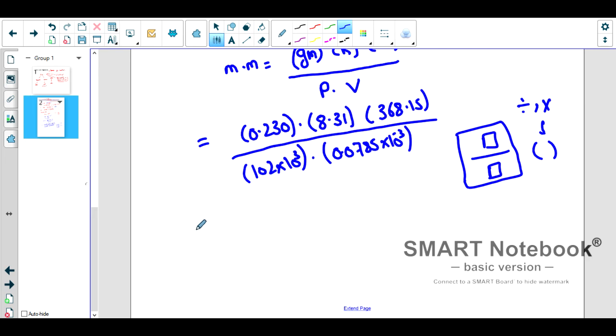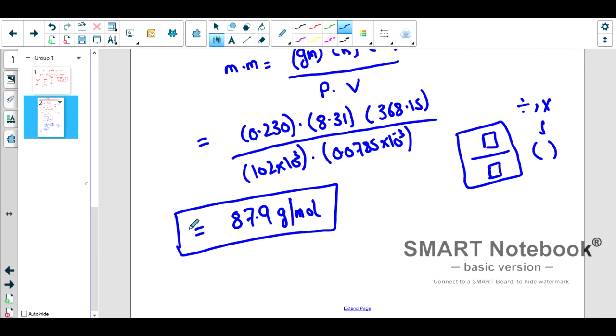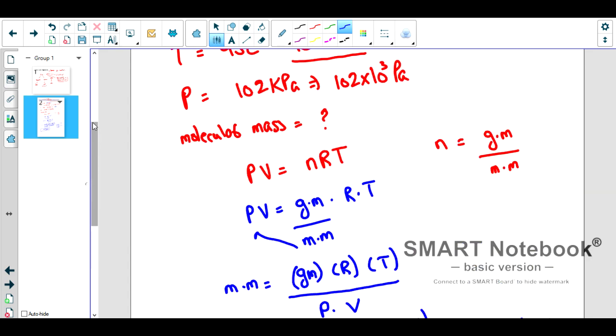Calculation is important. When you do it, you will get your answer as 87.9 gram per mole. You will only get this answer if your units are correct. If you are not using the correct units, your answer will be wrong.